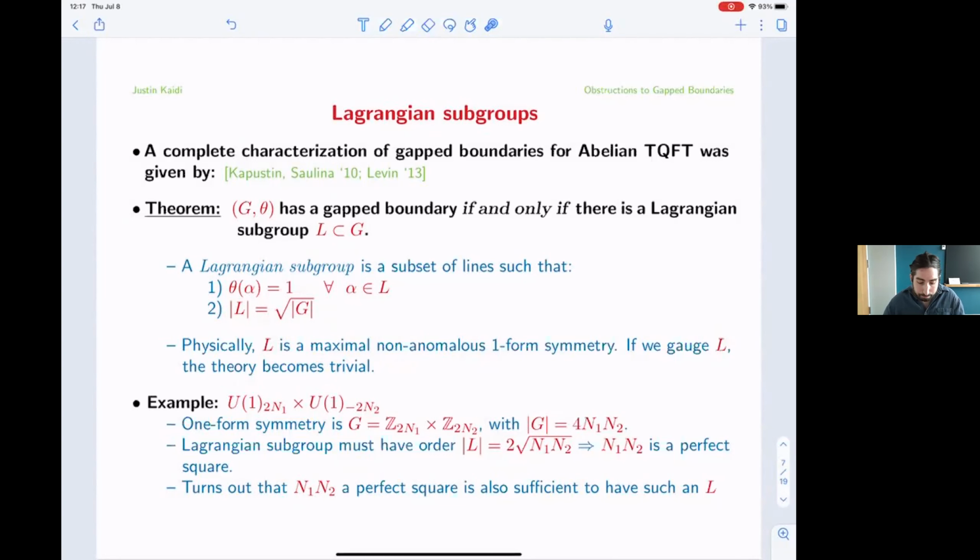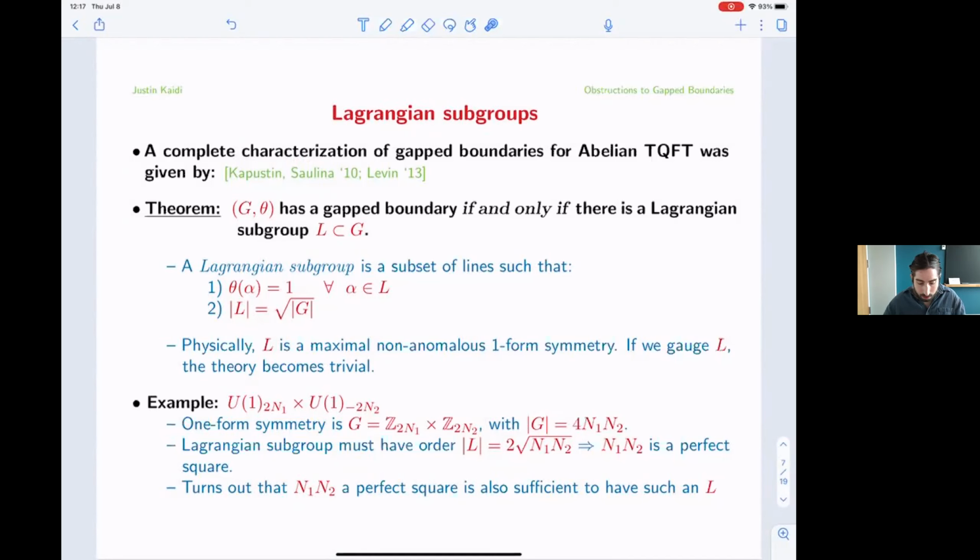So just hang on. Can you comment how this was proven? Or was it proven or just based on examples? No, so this is actually proven in these papers by Kapustin and Saulina, and I'm actually going to offer you a proof right now. Okay. Yeah, so it's an alternative proof to their proof, which was more algebraic. But yeah, I'll give you the intuitive proof of why this is true in a second.